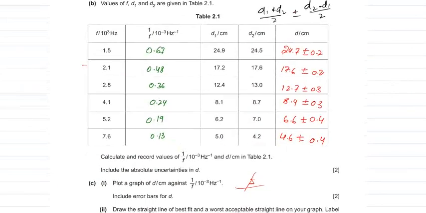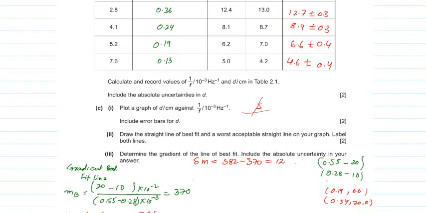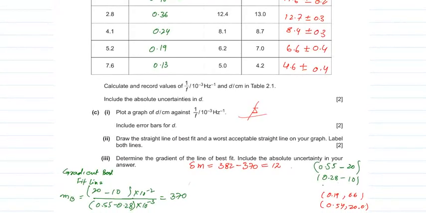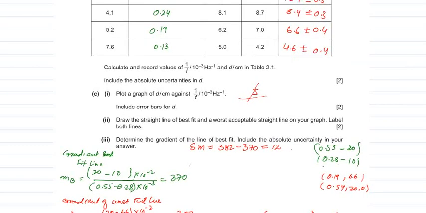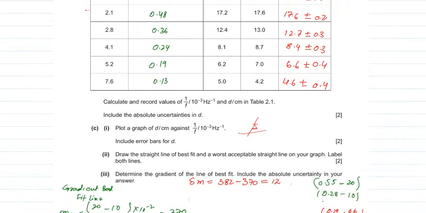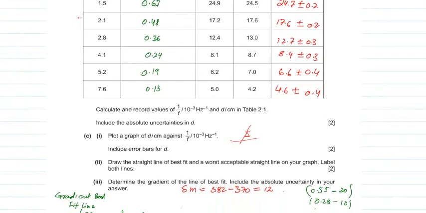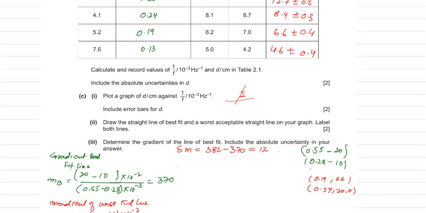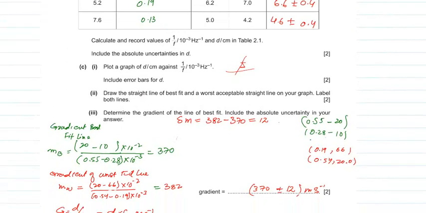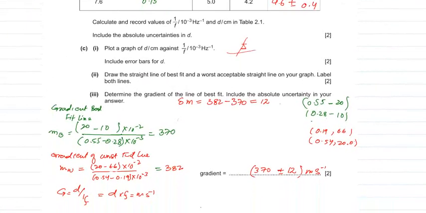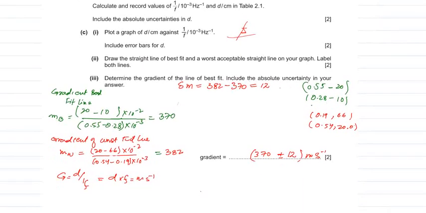And now it has been asked that we should plot the d against 1 over f, include the error bars, with these like we have. Draw a straight line of the best fit and the worst fit acceptable straight line on your graph. Label both lines. Okay, determining the gradient of the line.